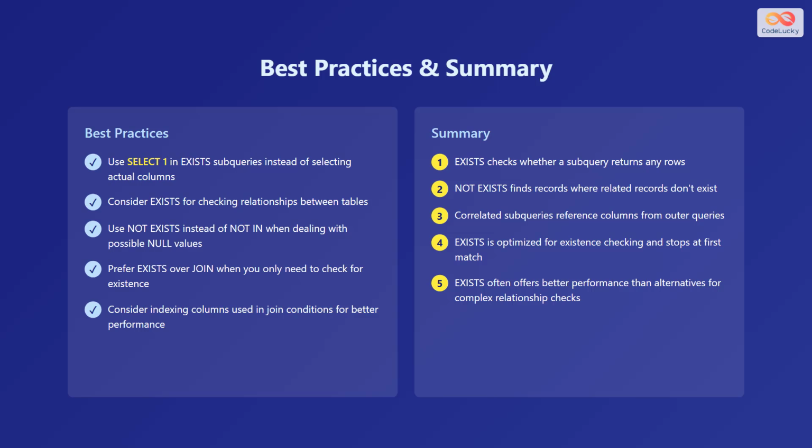In summary, exists checks whether a subquery returns any rows. Not exists finds records where related records don't exist. Correlated subqueries reference columns from outer queries. Exists is optimized for existence checking and stops at the first match. Finally, exists often offers better performance than alternatives for complex relationship checks.